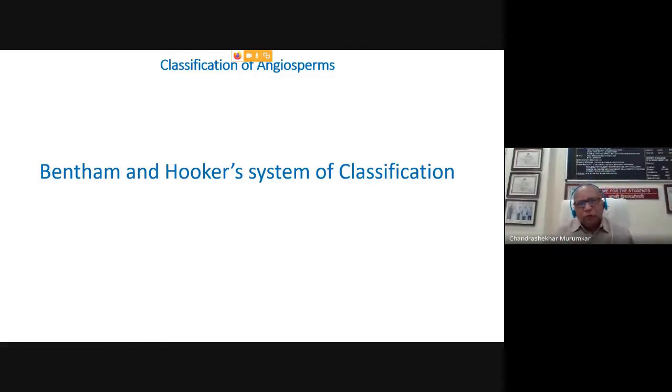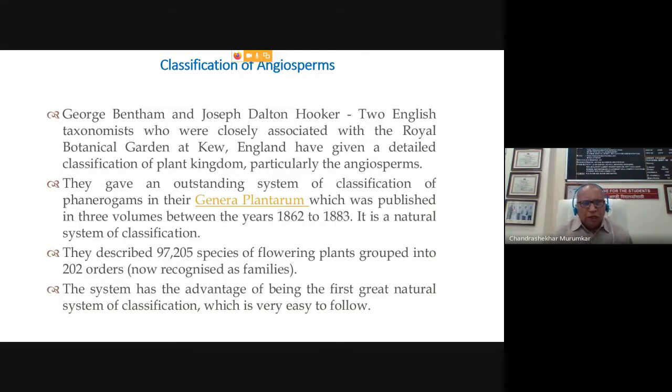As far as the Bentham and Hooker system of classification is concerned, you have studied this classification system in detail last time. That's why I'm not going to give you all the details, because you have your notes with you, but I am going to give you an overview. George Bentham and Joseph Hooker, the two British taxonomists who were closely associated with the Royal Botanic Gardens, Kew, gave a detailed classification of the plant kingdom, particularly of the Angiosperms, and both were very important because they had first-hand information on external morphology.